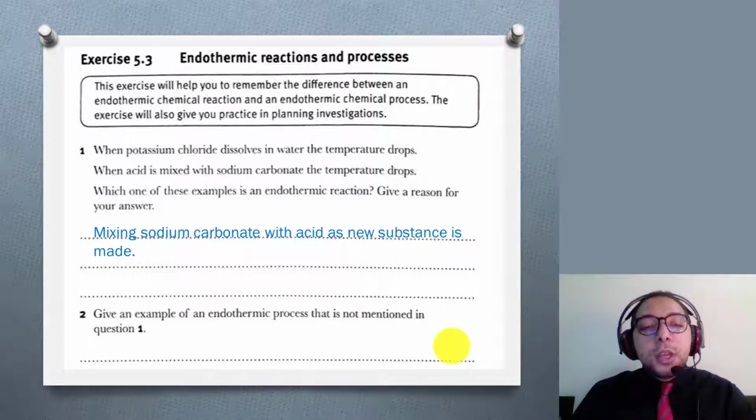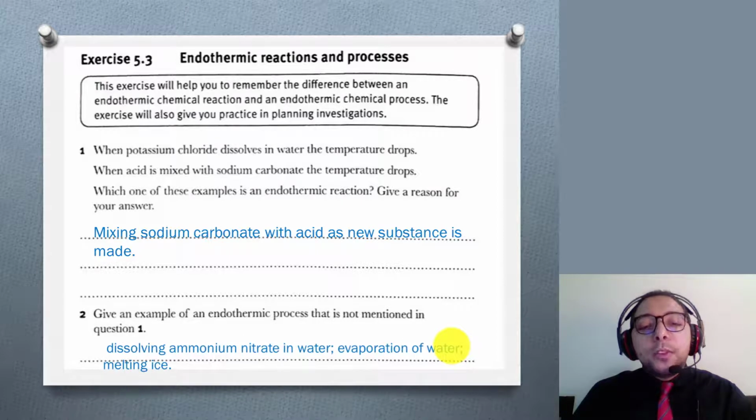The second question: give an example of an endothermic process that is not mentioned in question 1. We have dissolving ammonium nitrate in water, evaporation of water, melting ice. All of these are considered endothermic processes that can be mentioned as an answer.